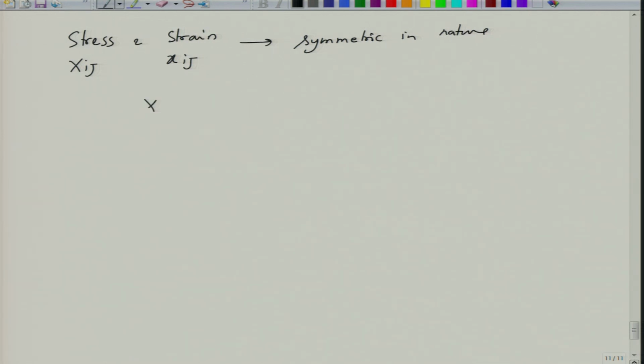Okay. So, these stress and strain tensors are, as we said, second rank tensors, but they are symmetric in nature. What it means is that capital X_ij is equal to X_ji, and small x_ij is equal to small x_ji. As a result, the total number reduces to 6 components.